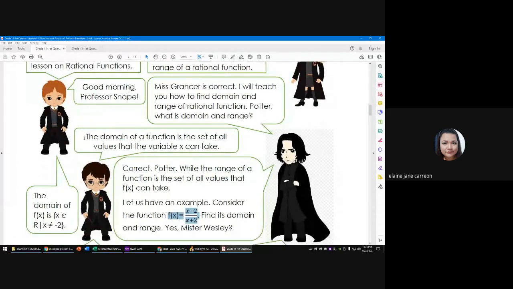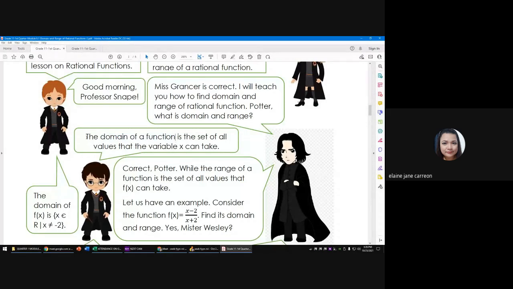Harry Potter says the domain of a function is the set of all values that the variable x can take. Let me translate: the domain of a function is the set of all values. It means not just one value of x, but the set of all possible values that the variable x can take. As long as the function will not be undefined, it will be included in the domain, as long as you can substitute it as a value of x. That will be the domain of the function.